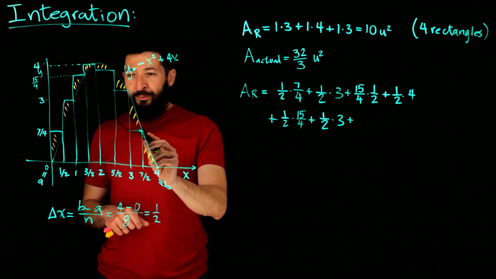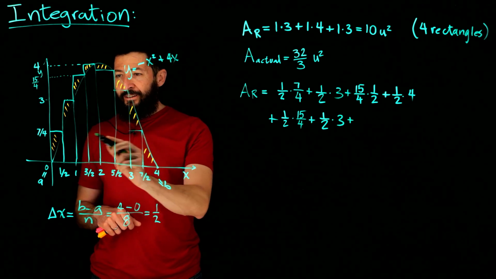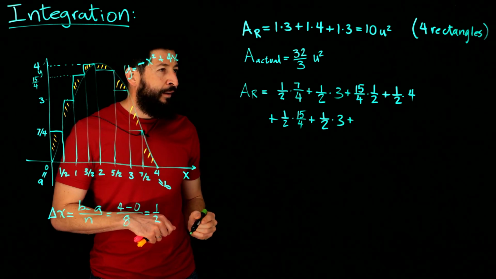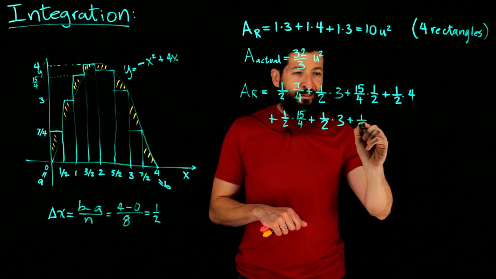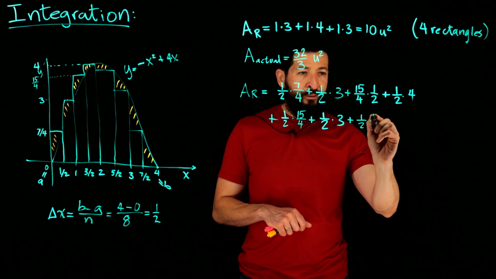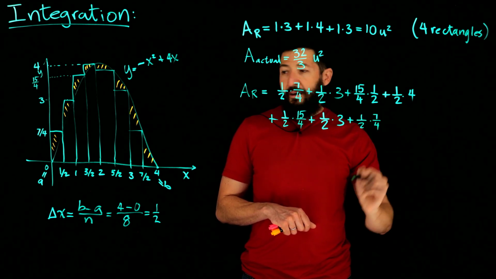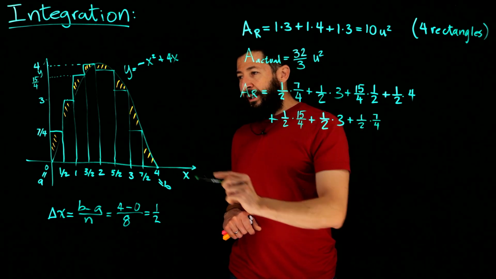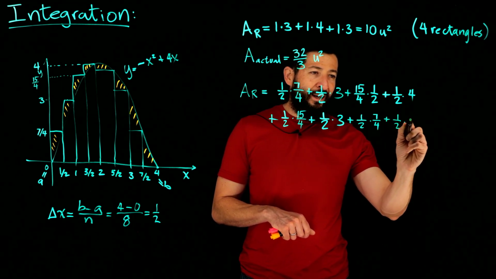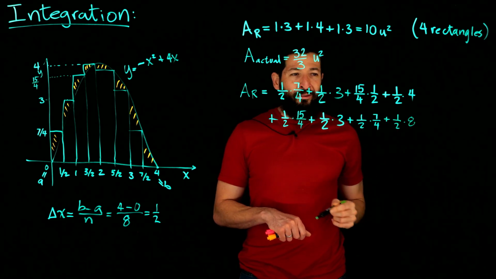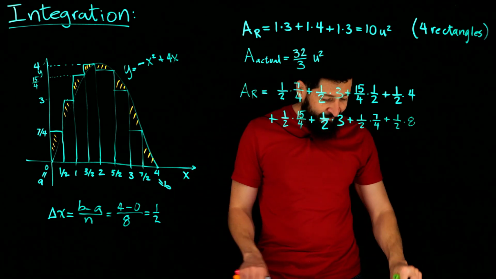All right, so this last one is going to have the same height as the 7/4 before. So let's do that one. So 1/2 of 7/4. And then the last one would be 0 right here. So we don't have to write it, but just so we have some symmetry, I'm going to write it all out. I wrote 8 times 0.